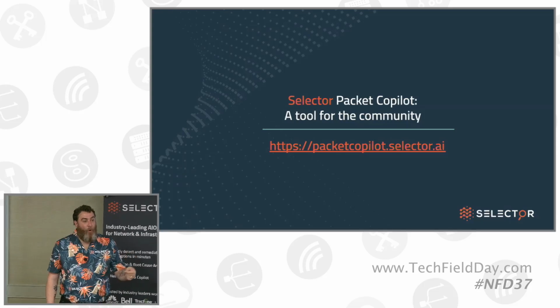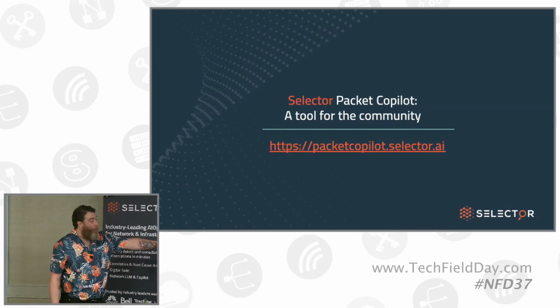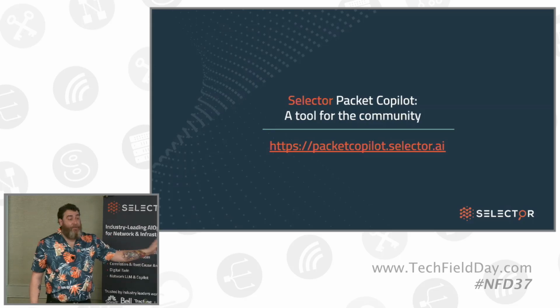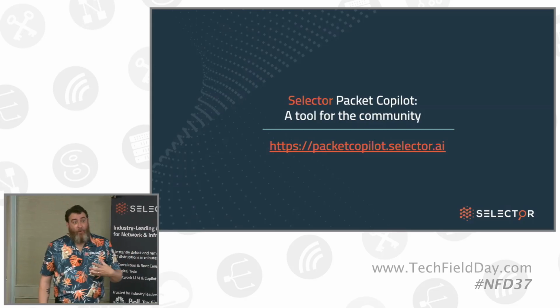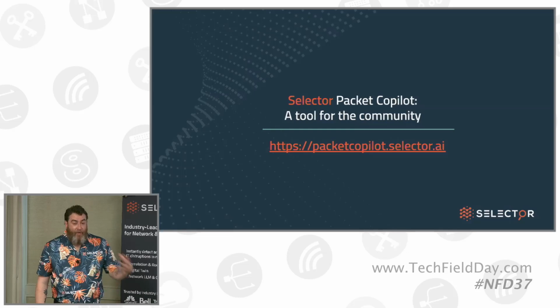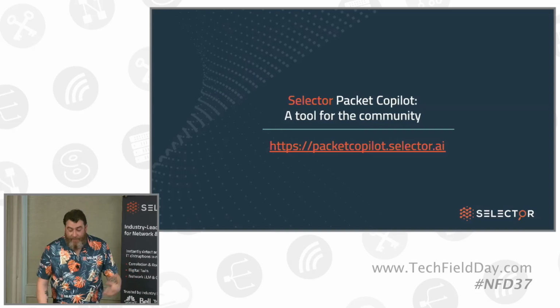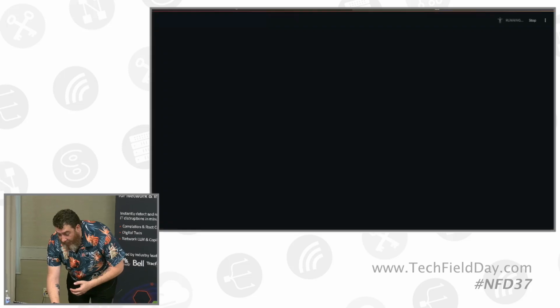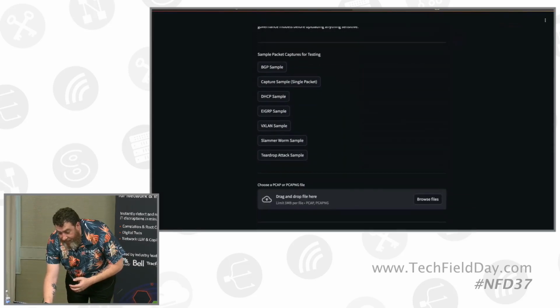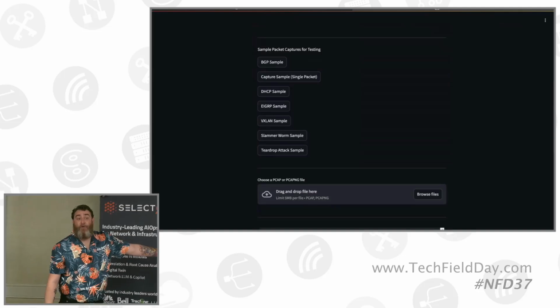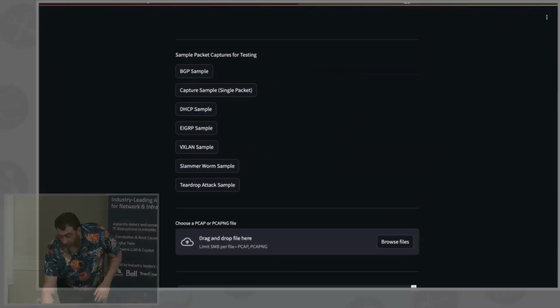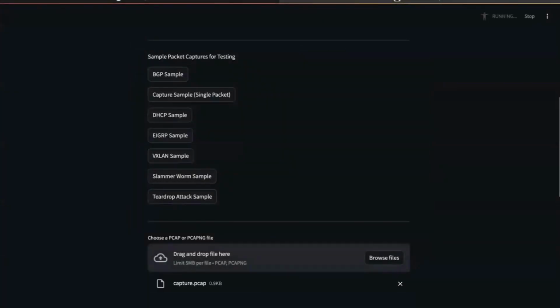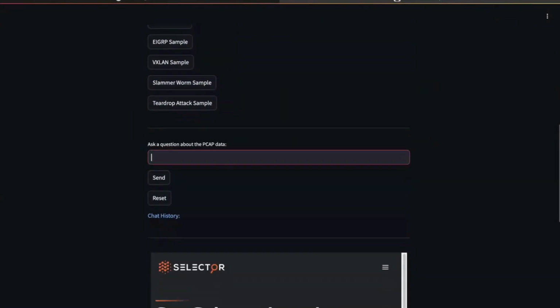The other thing I want to highlight, and I'm going to be really quick on this, Selector has something called the Packet Copilot that is available at packetcopilot.selector.ai. There's no login, there's no sign up, there's no fees. Our CEO, Conan, wanted to give back to the community and really was interested in the ability to talk to PCAPs. So just to show you one demo of this very quickly, this is what the page looks like. There are sample packets here. If you don't want to use your own packet, just download one of our packets. We're going to browse and grab this capture and say, what can you tell me about this packet? And we're going to hit send.